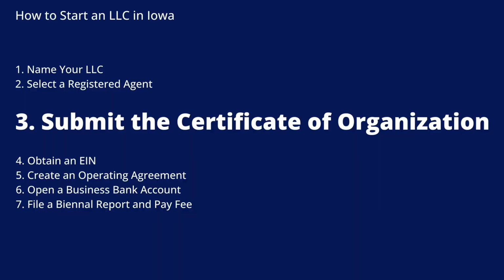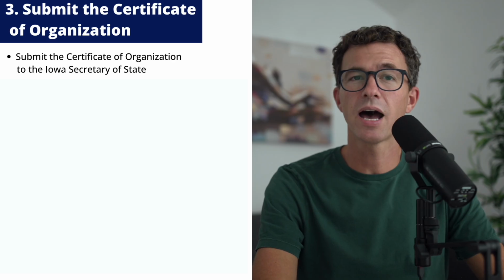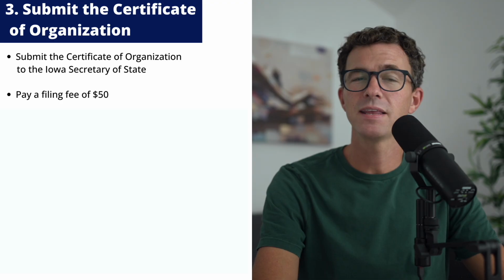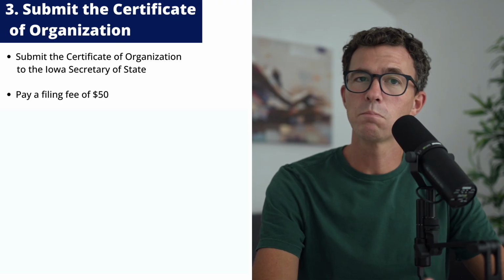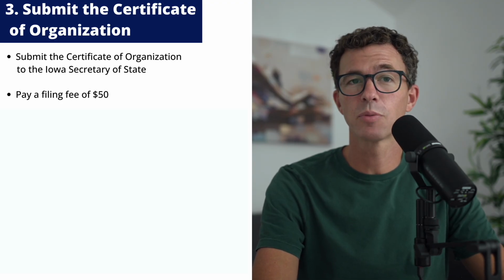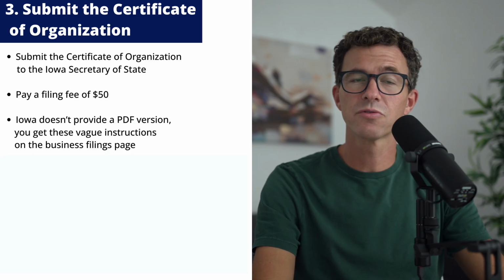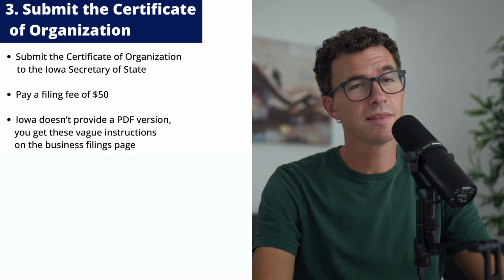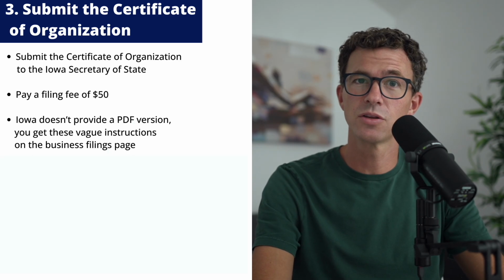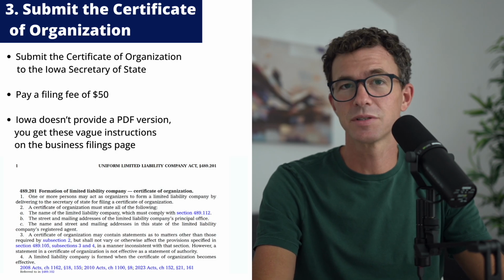Step 3, submit the certificate of organization to the Iowa Secretary of State and pay the $50 filing fee. With most states, you can file online, in person, or by mail. Iowa doesn't provide a PDF version. You just fill in and then mail in or deliver in person. You only get these vague instructions on the business filing page.